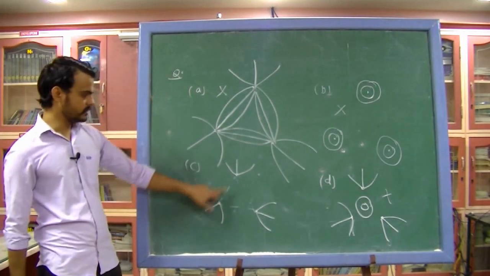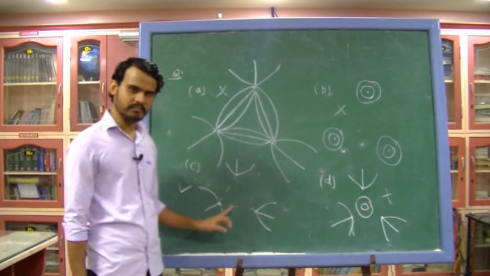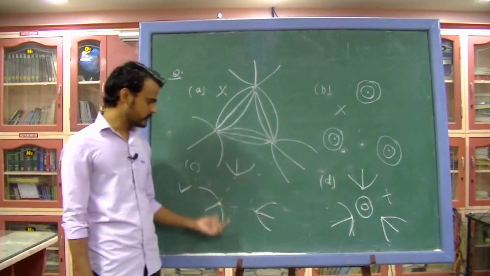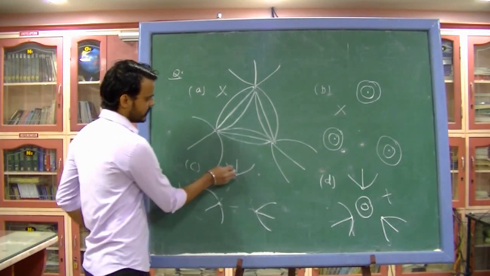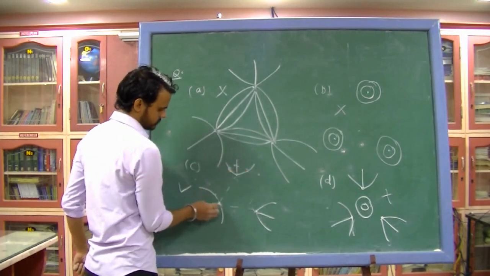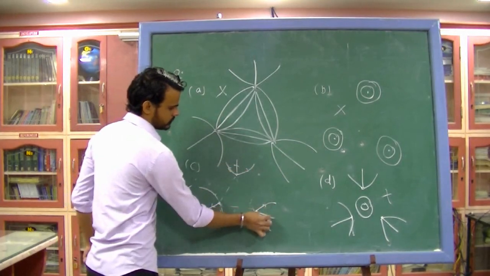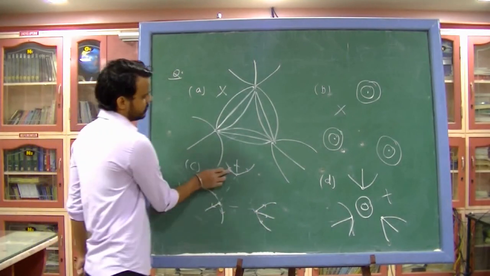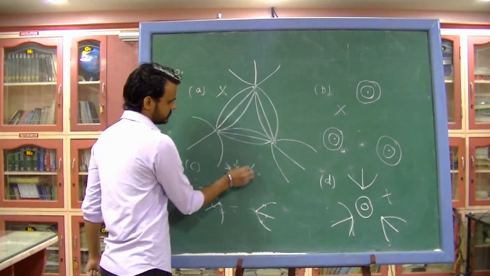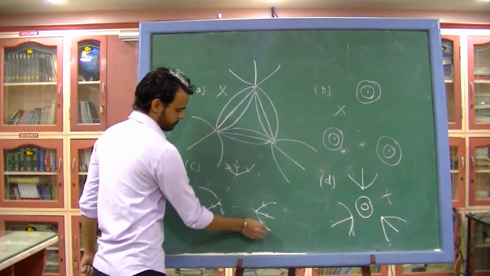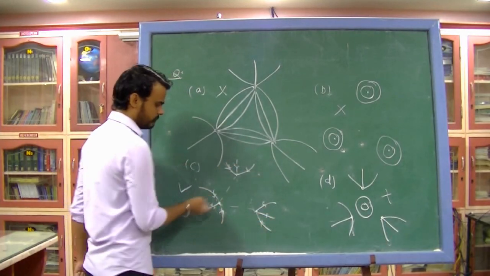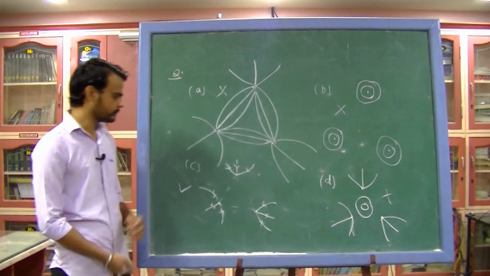As you can see, these charges have the same nature and the same magnitude, and the number of lines is 3 and 3, so the magnitude is the same. If you draw the arrows like this, they represent that all the charges are positive, and if you draw the arrows like this, it will mean that the charges are negative.